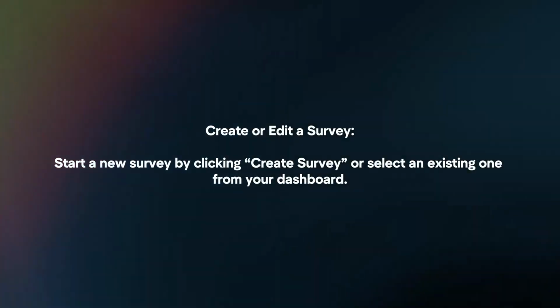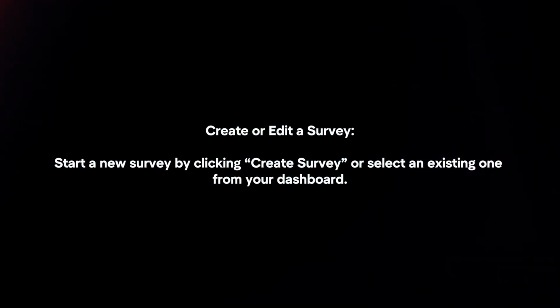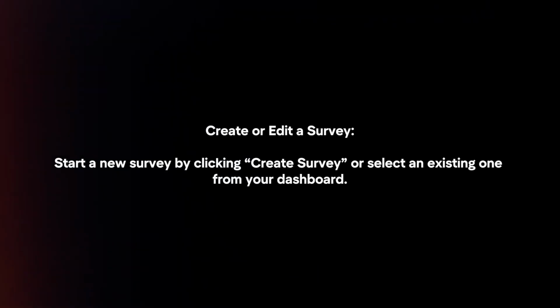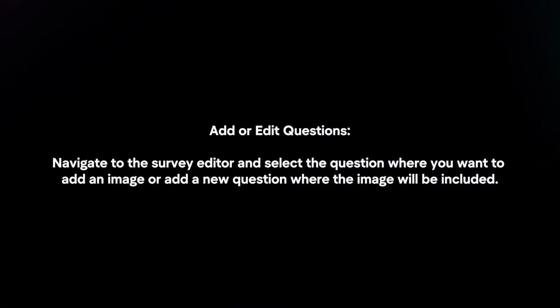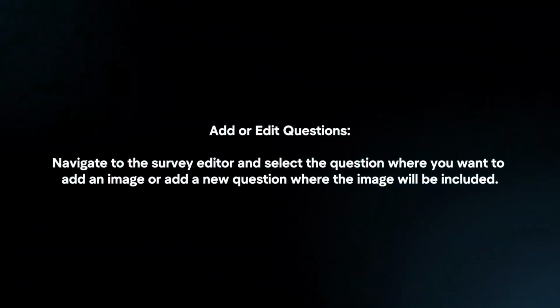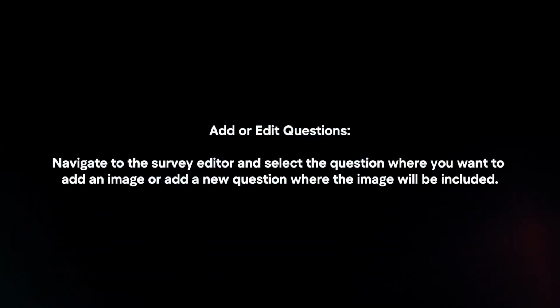Create or edit a survey. Start a new survey by clicking Create Survey, or select an existing one from your dashboard. Add or edit questions. Navigate to the survey editor and select the question where you want to add an image, or add a new question where the image will be included.